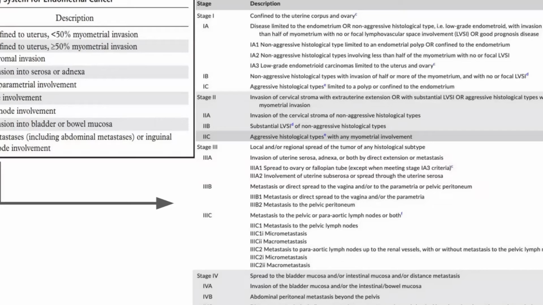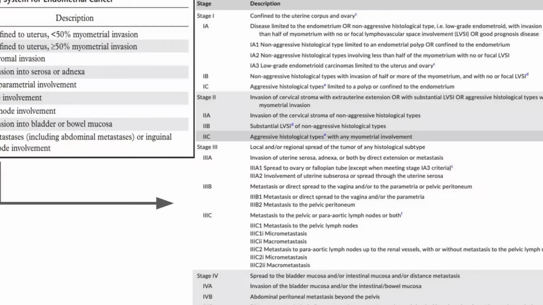Now coming to stage 3. 3A is invasion of the uterine serosa or adnexa. So in case there is spread to the ovary or the fallopian tube, that is 3A1. Remember 1A3 and 3A1. In case you just reverse it, 1A3 becomes 3A1. So in case there is actually a spread to the ovary or the fallopian tube, it is 3A1. And in case it is synchronous, that is 1A3. We'll come to the criteria later on.